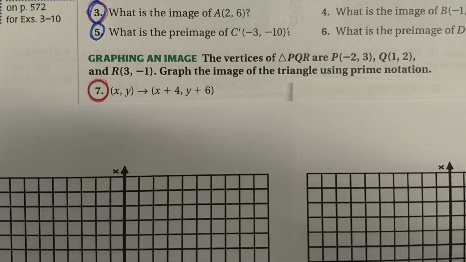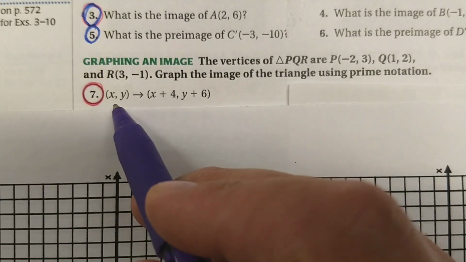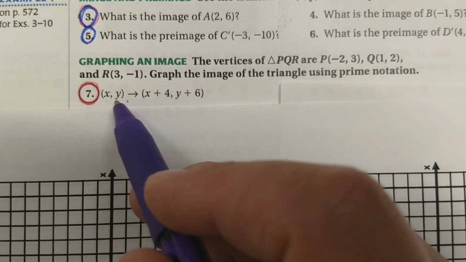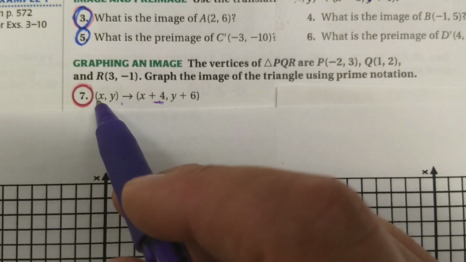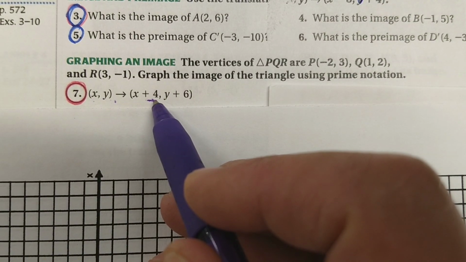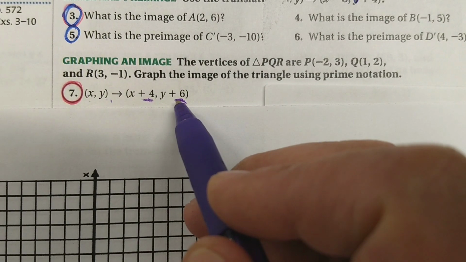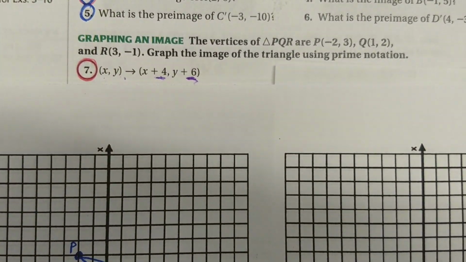Well, we're going to translate that triangle based on this rule. We're taking every x and y initial coordinate, and we're shifting it over 4 to the right, so we're changing our x value by adding 4 to it, and we're shifting it 6 up. Okay, a positive 6 changes the y value by adding 6.